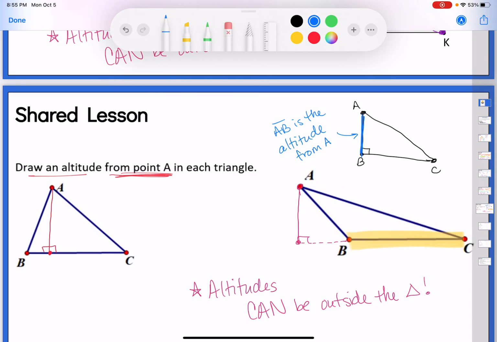So an altitude can be outside the triangle, an altitude can be a side of the triangle, or the altitude can be inside the triangle. So you have lots of options for altitudes. Okay.